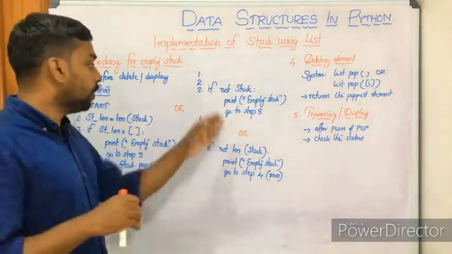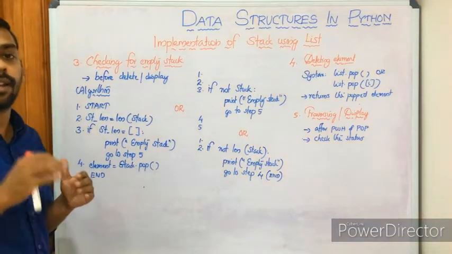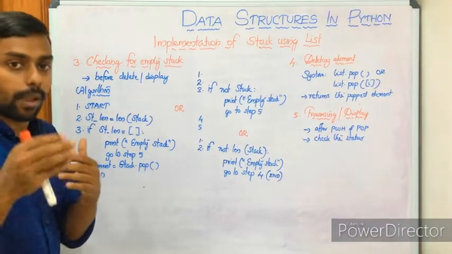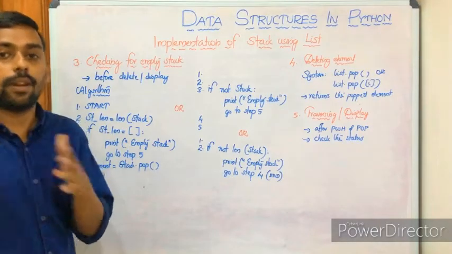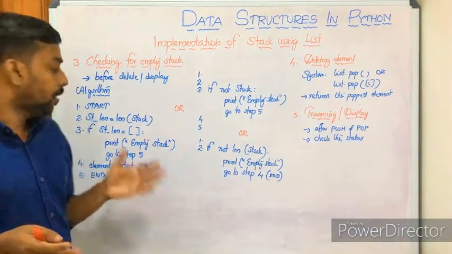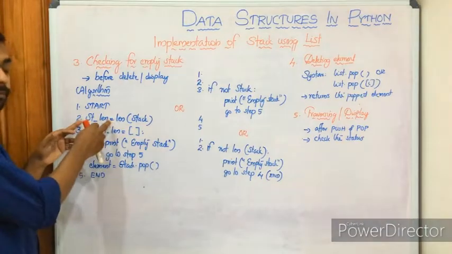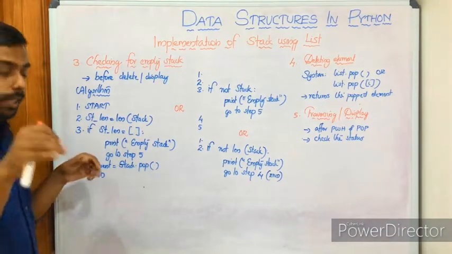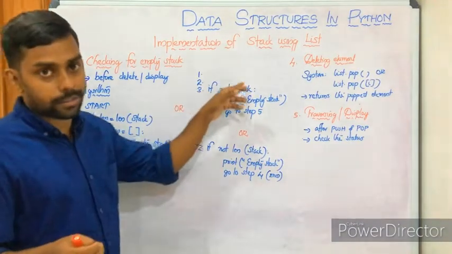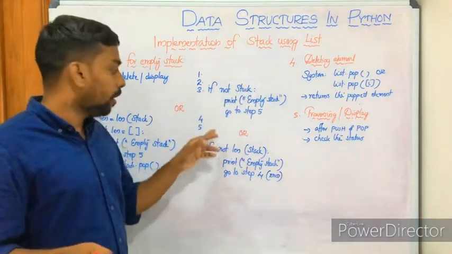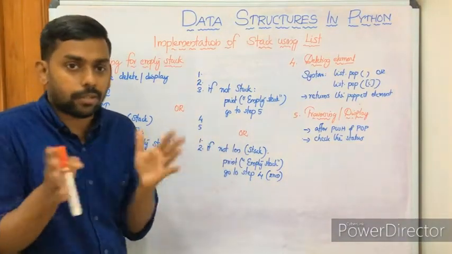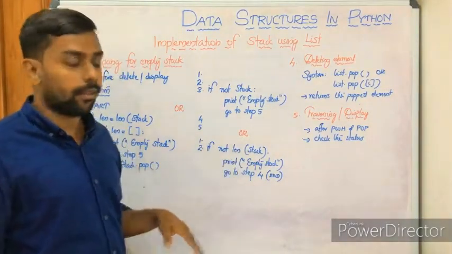So these are the different algorithms for checking for an empty stack. We are mainly checking for an empty stack in the case of deletion as well as display operation. The first one is we are finding the length and assigning it to STLN. Then STLN equal to square brackets, empty. Then if not stack, it will be empty. If not ln of stack, both are somewhat the same. Yes, it will be an empty stack.